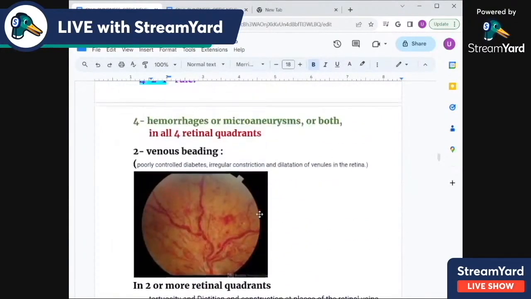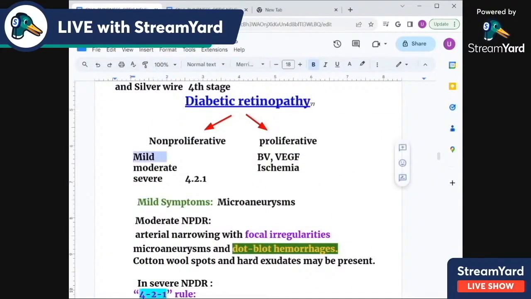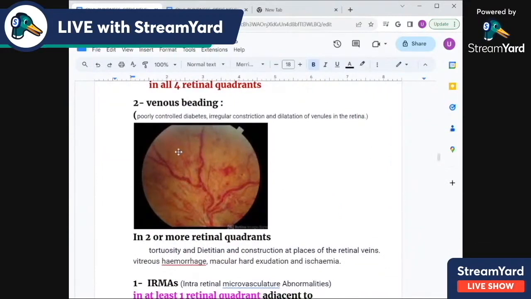And then three stages. Stage one, mild, microaneurysms. Stage two, moderate, microaneurysms and blot and dot hemorrhages. Stage three of diabetic retinopathy follows the 4-2-1 rule. Four is microaneurysms and hemorrhages in all four quadrants. Two is the venous beading, venous beading in at least two quadrants. And what is venous beading? Venous beading is irregular constrictions and dilatation in the venule. This occurs in uncontrolled diabetes and is a bad feature. It may cause a stroke.